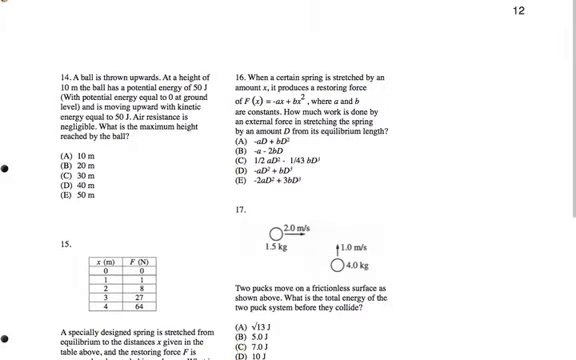Number 14, a ball is thrown upwards at a height of 10 meters. It has a potential energy of 50 joules and is moving upward with a kinetic energy equal to 50 joules. And we want to know the maximum height reached by the ball. So let's be clear. We have mgh plus KE equals 50 joules plus 50 joules to start with. And then we have a final height, mgh2, equal to, well, since we're at the maximum height, that's going to be 100 joules worth of energy.